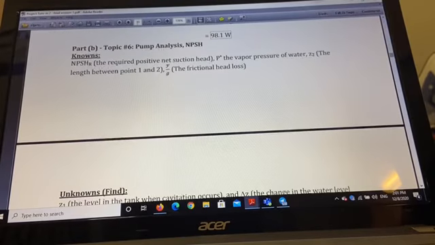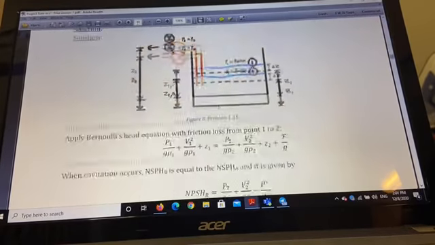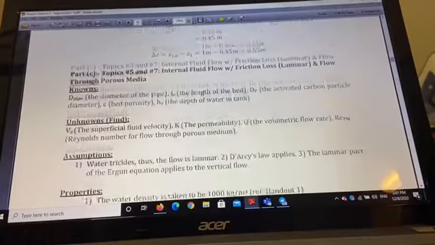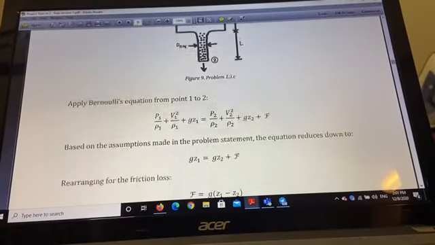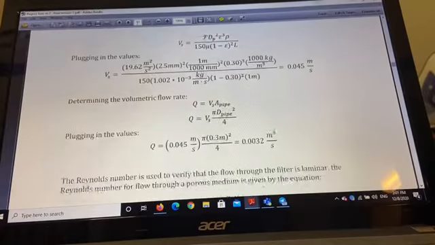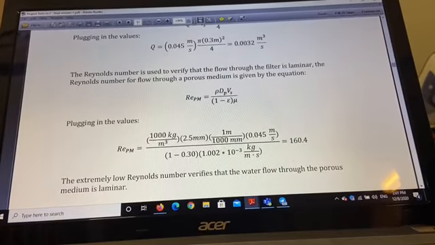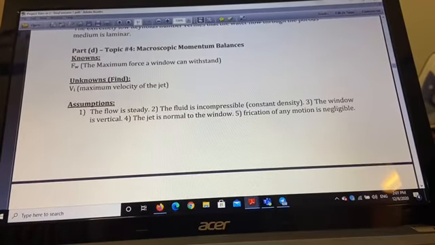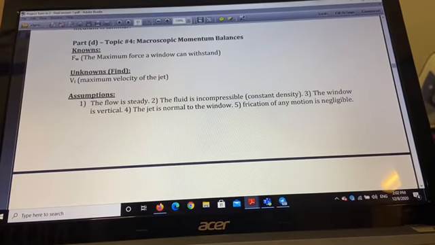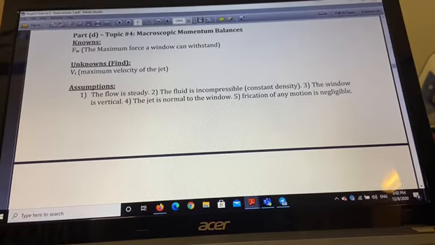On the macroscopic momentum balance, it's on page 17, right here. We assume the flow is steady and incompressible, with constant density. The window is vertical and the jet is normal to the window, and friction of motion is negligible.